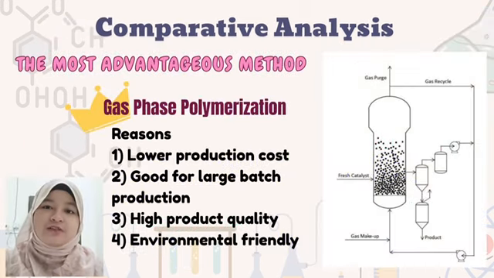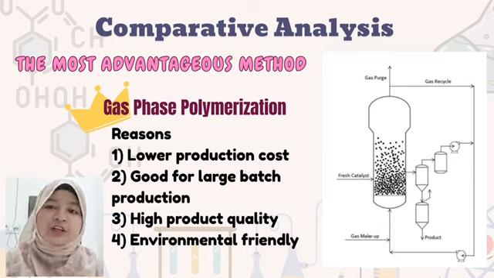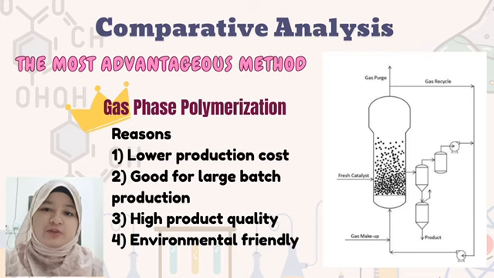In conclusion, gas phase polymerization is the most advantageous method for polyethylene production due to its low cost, high efficiency, good product quality, and environmental friendliness. Therefore, it is the preferred method for large-scale industrial PE manufacturing.